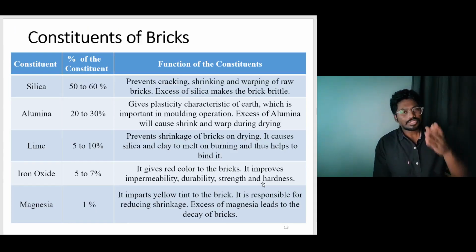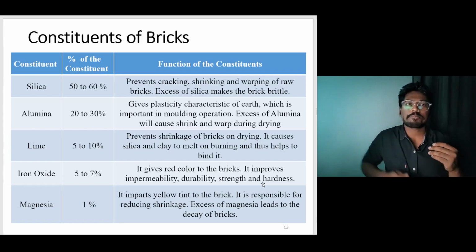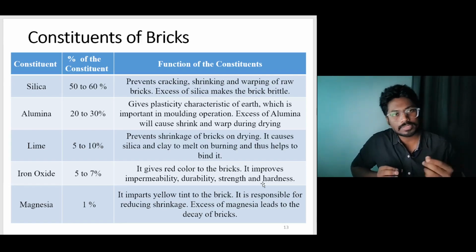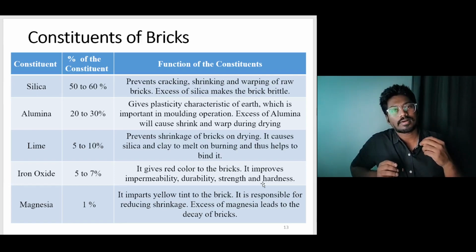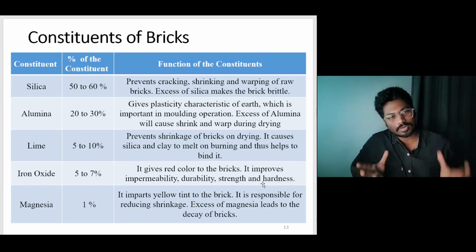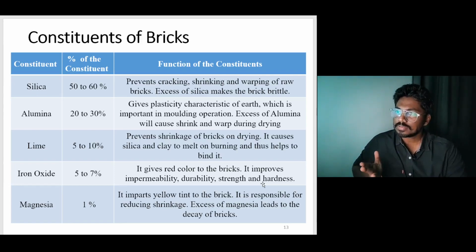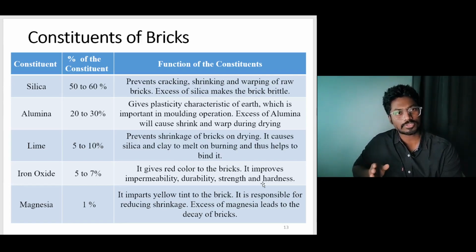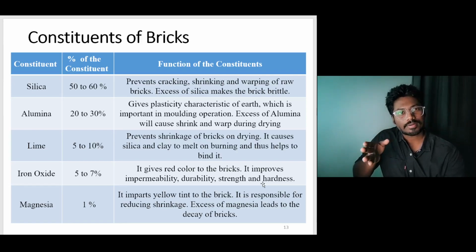Now, each of these constituents has different purposes, different uses in the particular brick masonry. For instance, these are the constituents of bricks, and the percentage of each constituent is also very specific. We need that percentage of that particular constituent in and around that particular range. Otherwise, it might not qualify that particular brick for a construction grade setting.